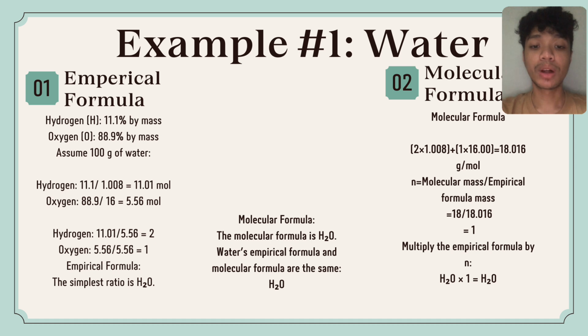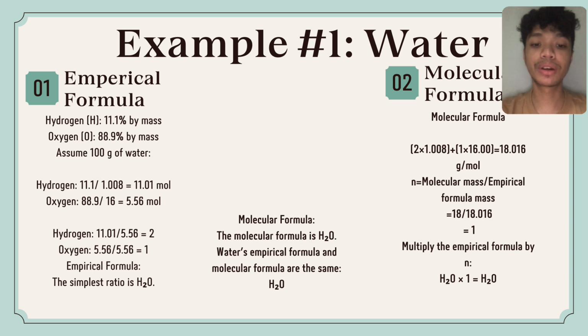So let's use n equals molecular mass over empirical mass, equals 18.016 over 18.016, equals 1. So let's multiply the empirical formula by n. Our n is 1. H2O times 1 equals H2O. So our molecular formula is H2O. Water's empirical formula and molecular formula are the same.